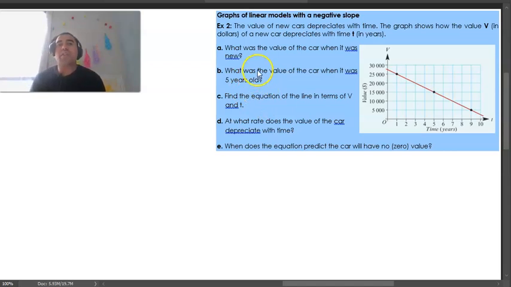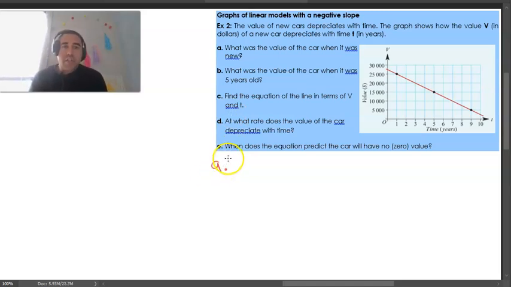The second question is looking at an example with a negative slope this time. So from left to right, the graph is reading downwards. So the value of a new car depreciates with time. The graph shows how the value V in dollars of a new car depreciates with time. So we've got a value, dollars, and we've got a time frame, which is T. Same concept, but just this time it depreciates in value. So we're going to be looking at value, that goes down in time. So there's going to be a pesky negative that appears somewhere. We'll have a look into this in a second.